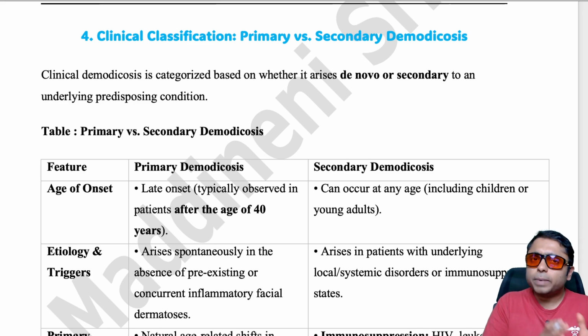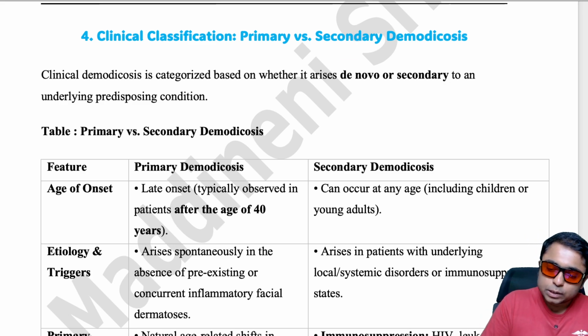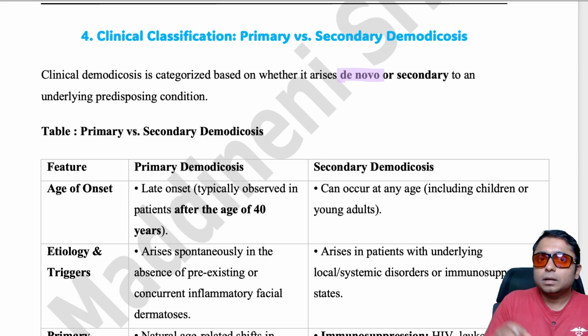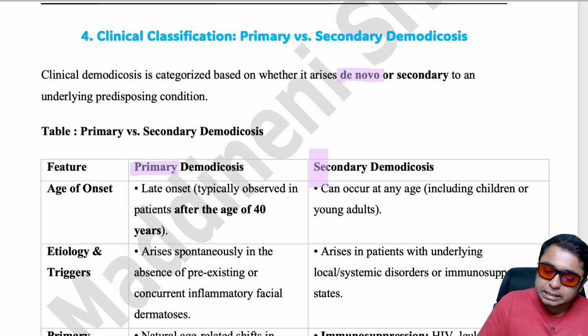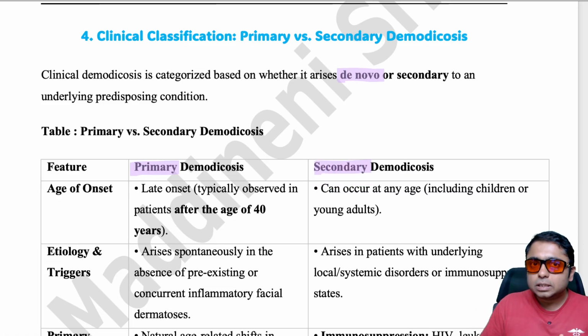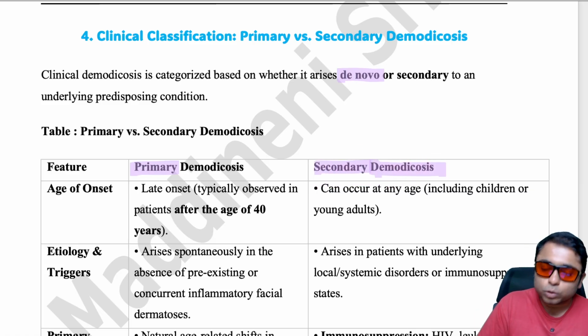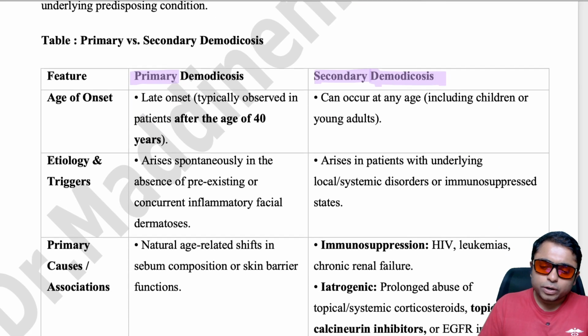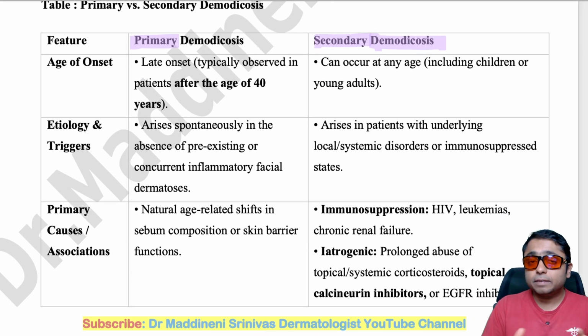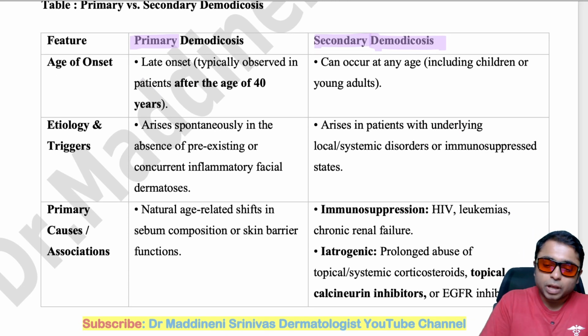So there are two types, primary and secondary. So remember, dear students, if the skin involvement is de novo, we are going to call it primary demodicosis. If it is due to other underlying causes, we are going to call it secondary demodicosis, right? So we are going to see what are the important differentiating points between these two. So in the primary demodicosis, it is going to be usually late onset manifestation clinically after the age of 40 years.